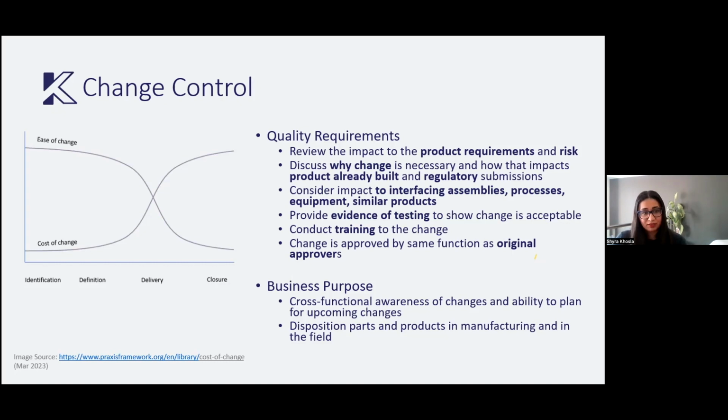From a business perspective, a lot of the things we're considering from a quality system perspective are important, but it also adds this cross-functional awareness of changes and the ability to plan for upcoming changes. So this is actually where I see a lot of companies struggling, with changes happening in a little bit of a silo and a bit of a bubble, and making sure that there's enough awareness that this is coming. Particularly if you're in manufacturing, then you need to be looking at how do you disposition parts that were already approved or product that might already be in the field if there needs to be a change that is impacting those.